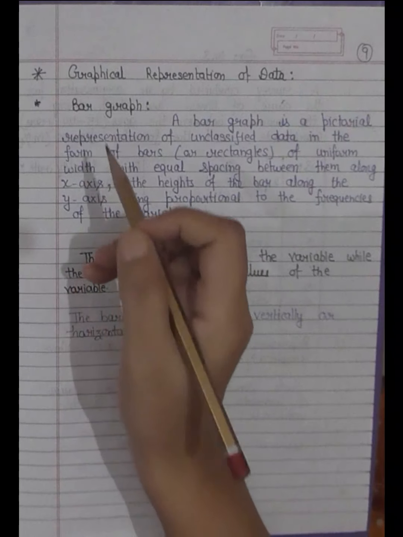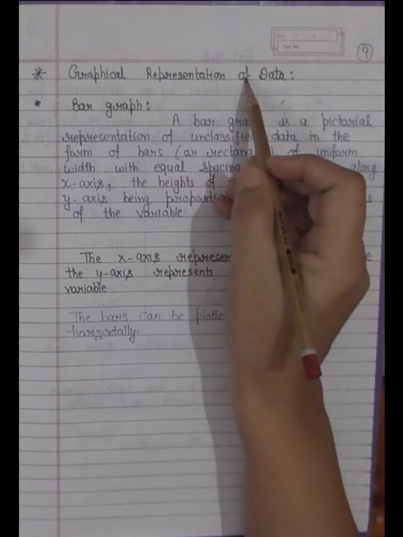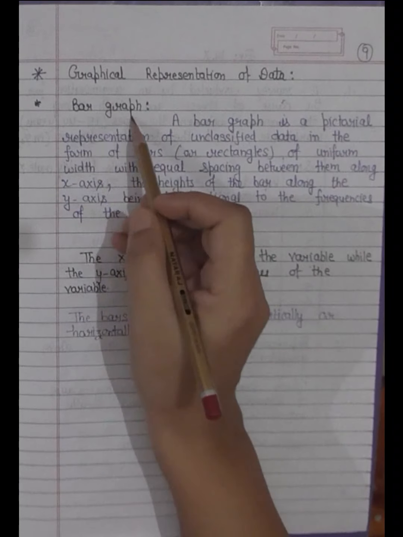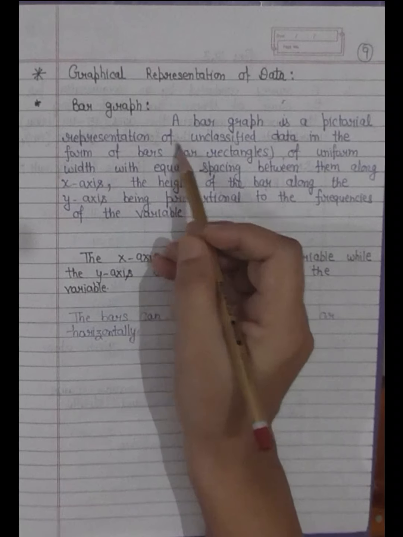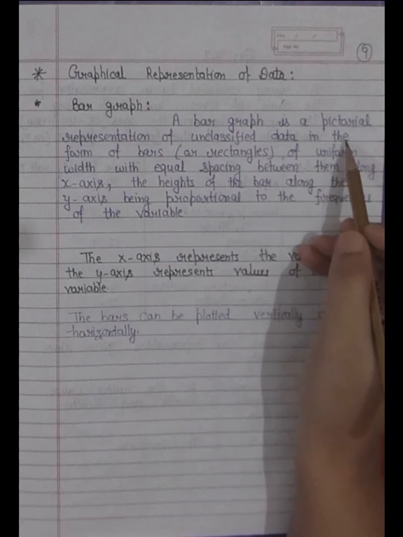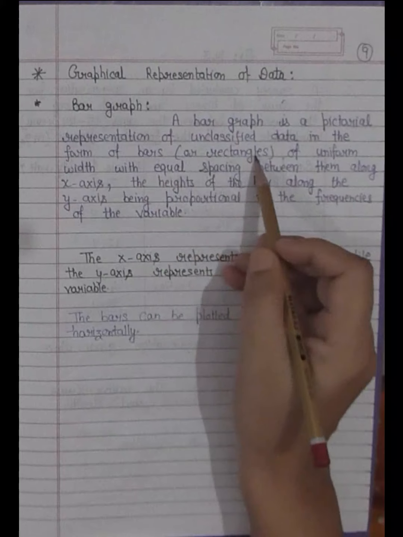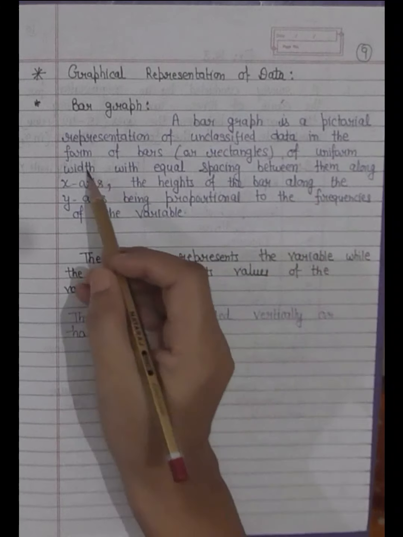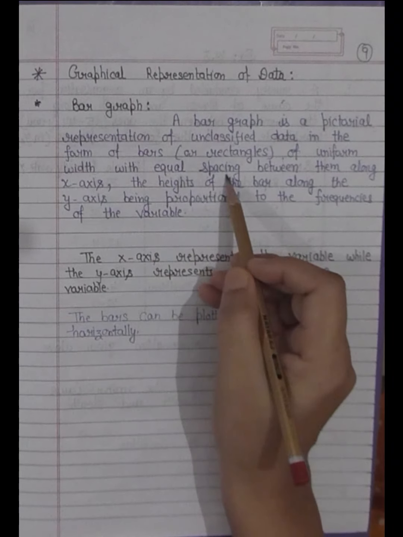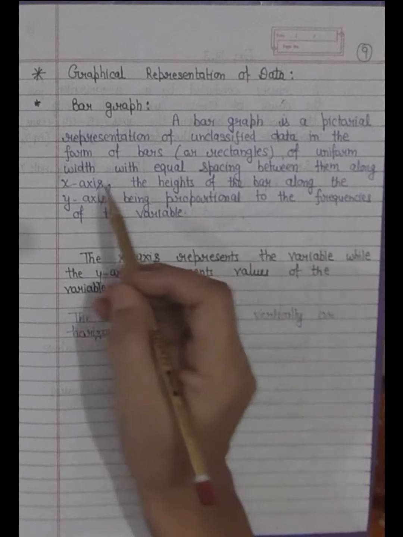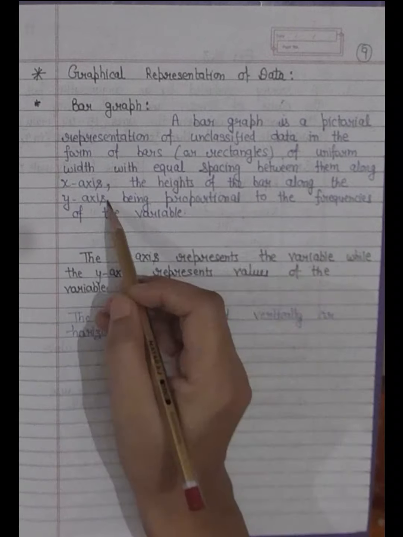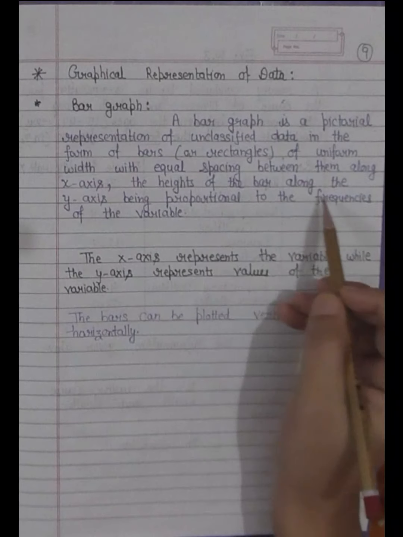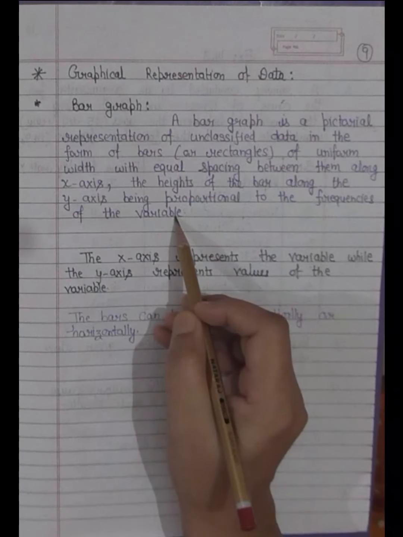In this video, we will do the graphical representation of data. Bar graph. A bar graph is a pictorial representation of unclassified data in the form of bars or rectangles of the uniform width with equal spacing between them along the x-axis, the height of the bars along the y-axis being proportional to the frequencies of the variables.